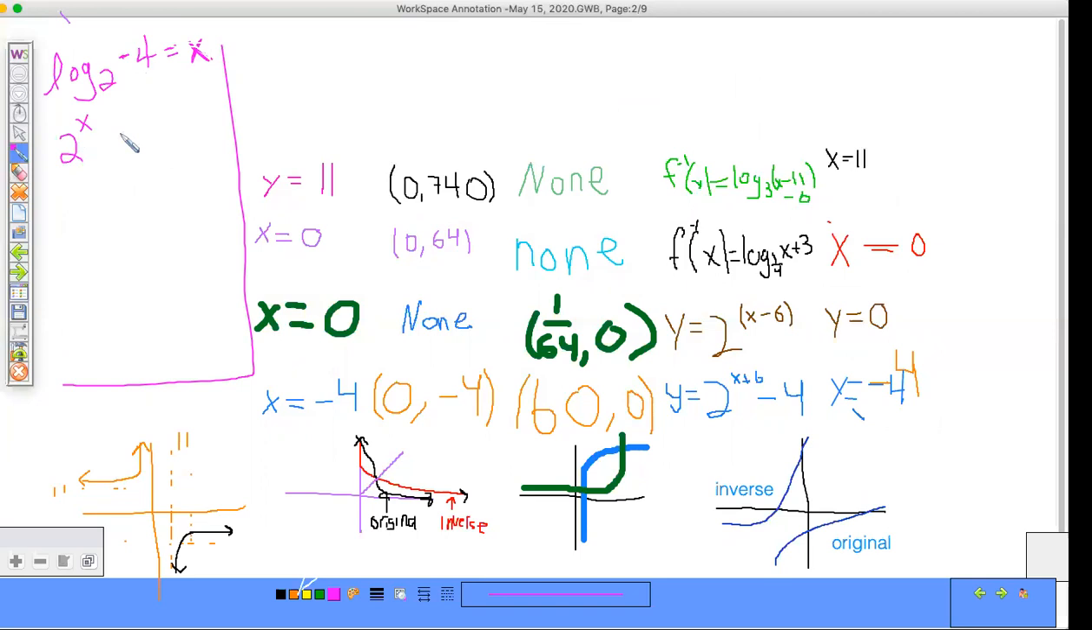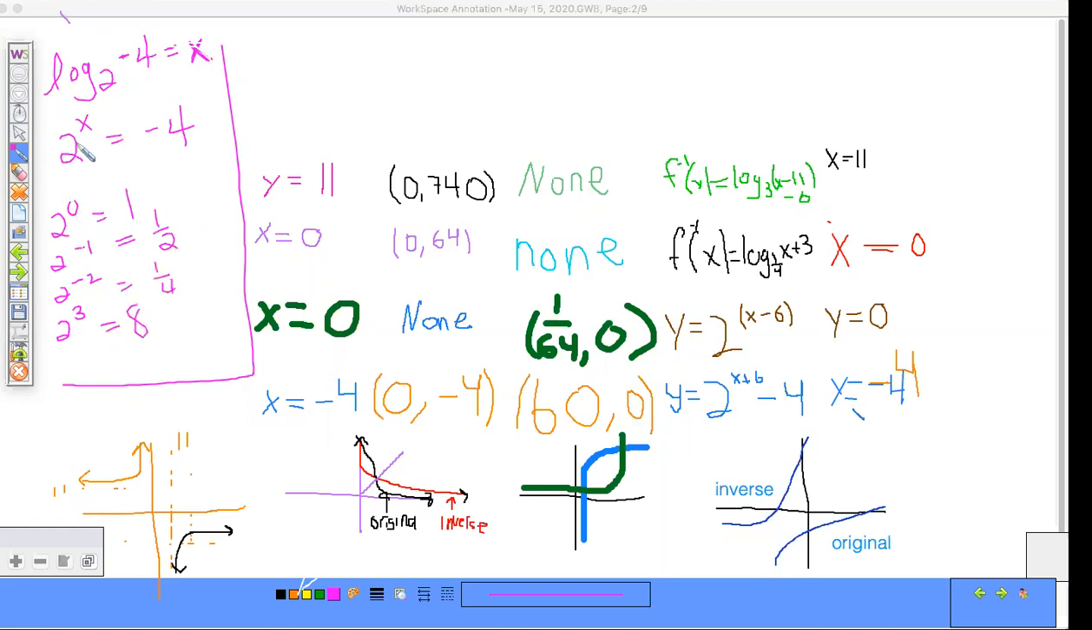Right. Doesn't work. Right, because no matter what, if I were to write this in exponential form, I would have 2 to the x is equal to -4. 2 to what power is going to give me -4? So if I were to say, okay, 2 to the 0, 2 to the -1, 2 to the -2, 2 to the 3rd, or whatever, 2 to the 0 is 1. 2 to the -1 is a half. 2 to the -2 is a 4th. 2 to the 3rd is 8. So in other words, this number is always positive, which means it will never be a negative number.